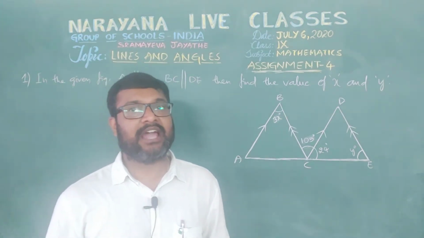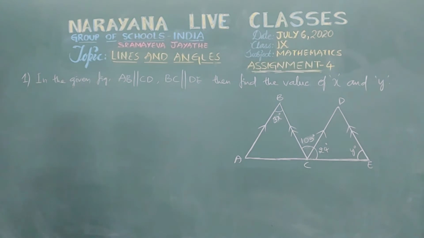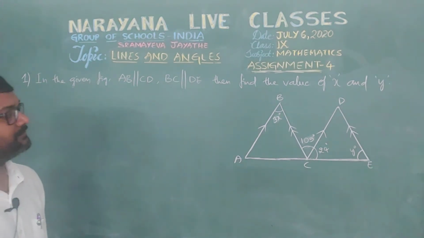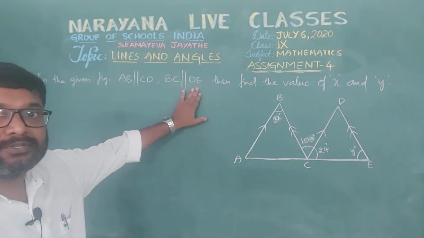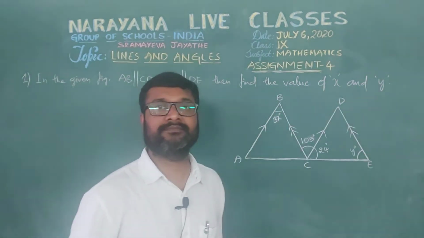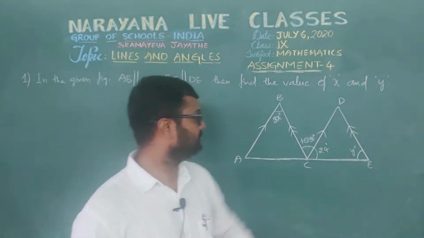Here we have the first question on the board. In the given figure, AB is parallel to CD, BC is parallel to DE, then find the value of x and y. So we need to find the value of x and y.